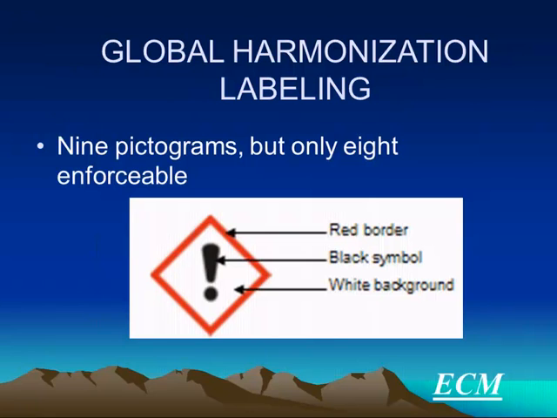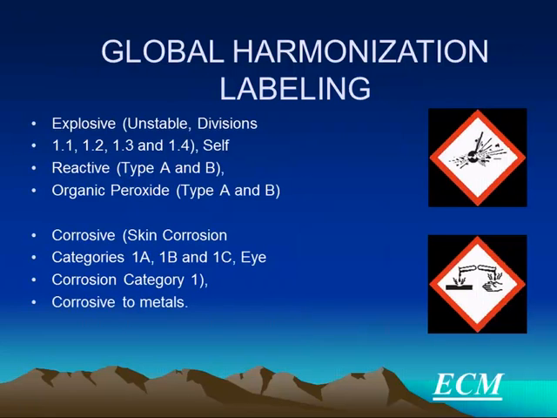I had mentioned that there are 9 pictograms. Only 8 of those are enforceable right now, because there's actually a pictogram for environmental hazards. So OSHA's not allowed to enforce that. They're only allowed to enforce safety hazards. However, the EPA already has a lot of this information up on their website, so I can anticipate them getting the authority to enforce those environmental type labels.